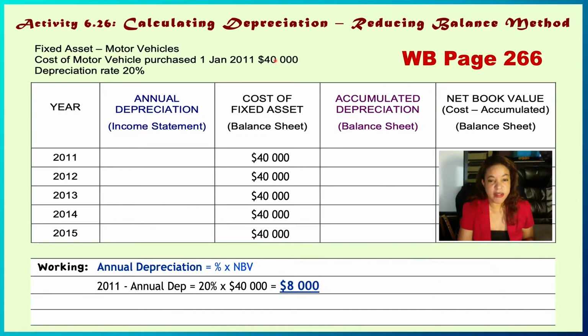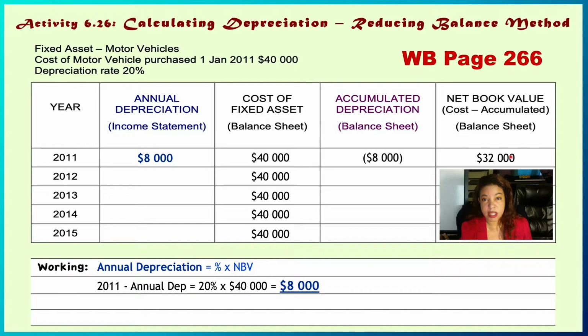So the only figure that you have is the 40,000 to be able to calculate your depreciation. So it's 20% of 40,000, 8,000. And now we have how much it depreciated by, 8,000. That comes first. And then now we can calculate our new accumulated depreciation. So now that we have calculated how much it depreciated by, your accumulated will be the $8,000. And now we are going to have a new net book value at the end of 2011, where we see it is 40,000 minus your 8,000, which gives you $32,000.